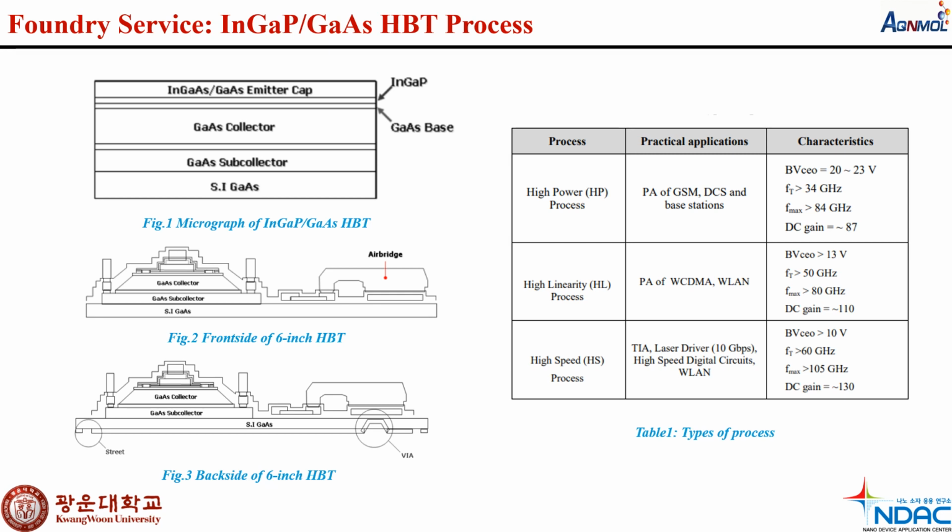Furthermore, the types of process and their merits. Here there are 3 types. One type is HP, another is HL, another is HS. HP means high power process, HL means high linearity process, and HS means high speed process. There are some practical applications and some characteristics for each type of process.